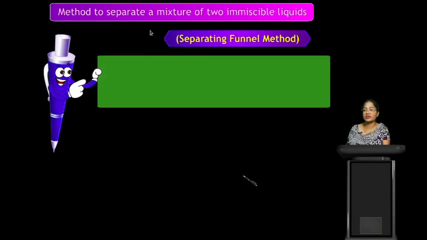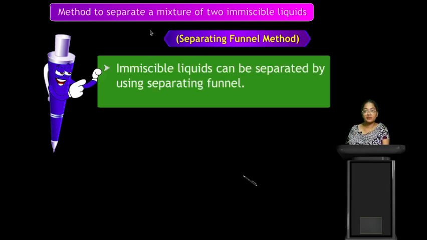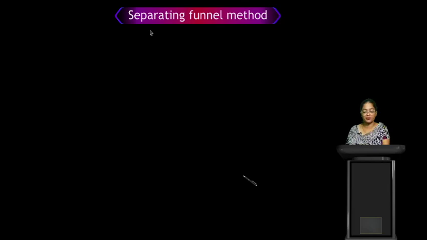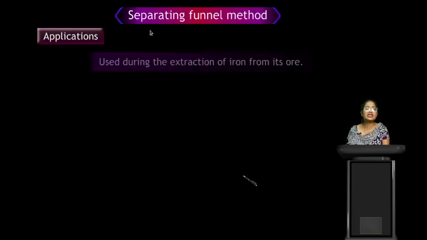Okay, where is it used? It is used for immiscible liquids. So immiscible liquids can be separated by using a separating funnel. So we saw the separating funnel, and this method is called the separating funnel method. Where is it used again? It is used for immiscible liquids, to separate these immiscible liquids. So what are the applications of the separating funnel method? Where do you think we can use this?